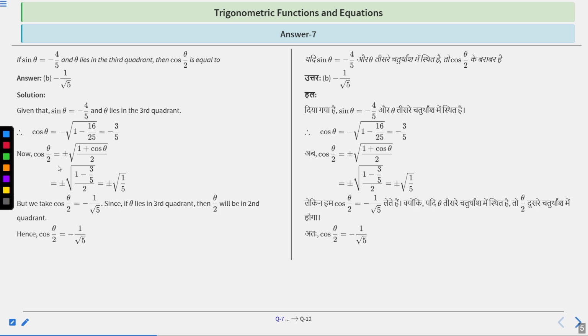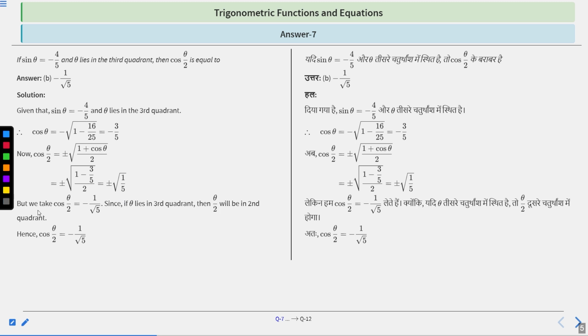Now cos theta by 2 is equal to plus minus root over (1 plus cos theta) upon 2, which is equal to plus minus root over (1 minus 3 by 5) upon 2, which is equal to plus minus root over 1 by 5.